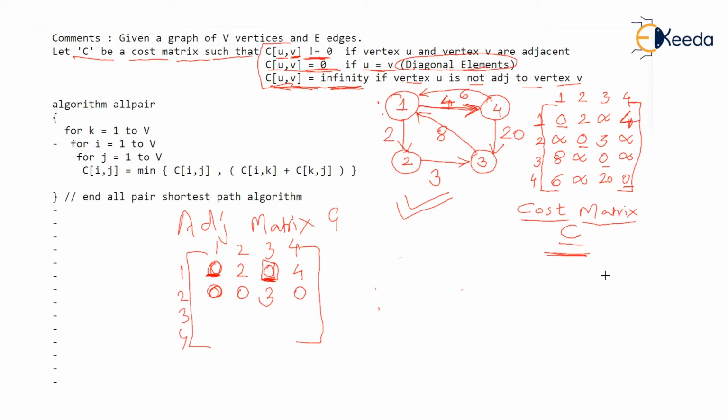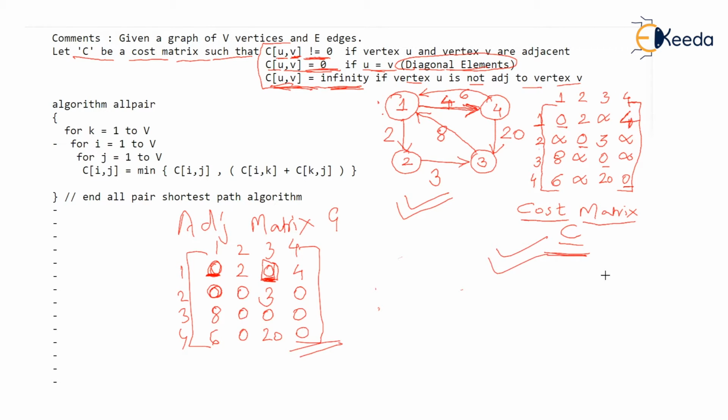Observe there is a directed edge from 2 to 3, and 2 to 4 is 0. Similarly 3 to 1. 3 to 1 there is an edge. So cost is 8, or rather weight is 8. 3 to 2 there is no edge. So 0. 3 to 3 is 0. 3 is not adjacent to 3. 3 to 4 is 0. 4 to 1 is 6. 4 to 2 is 0. 4 is not adjacent to 2. And 4 to 3 is 20 and 4 to 4 is 0. That's the adjacency matrix and you should compare it with the cost matrix.